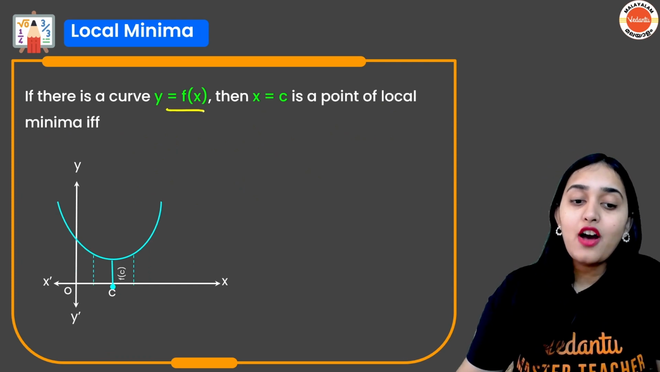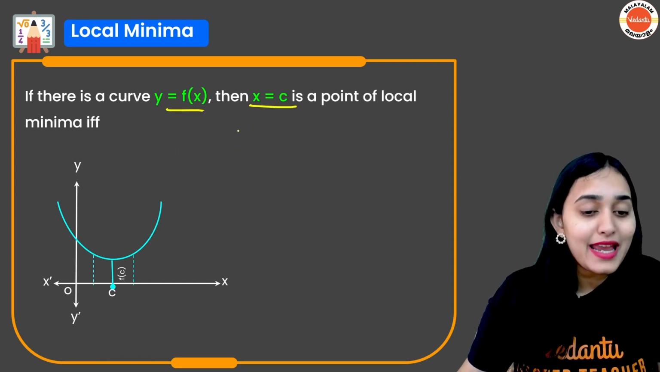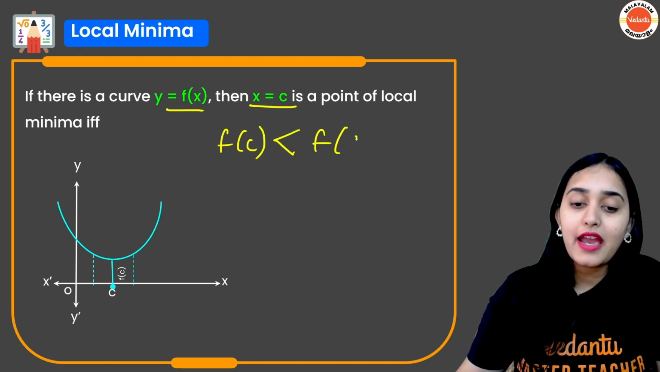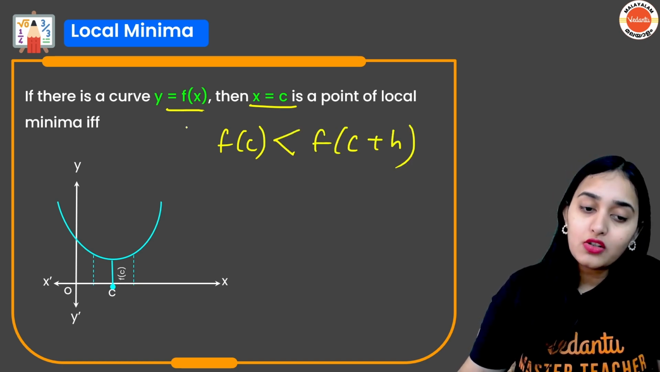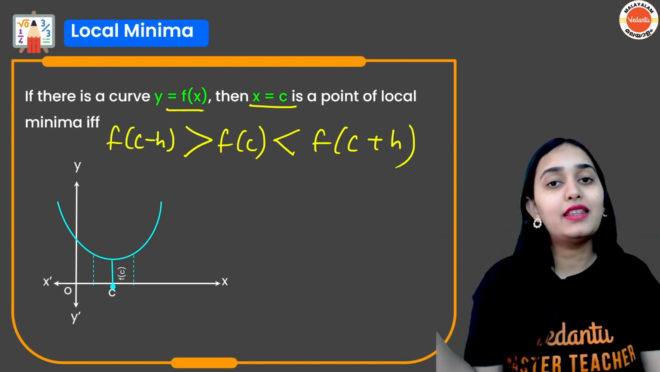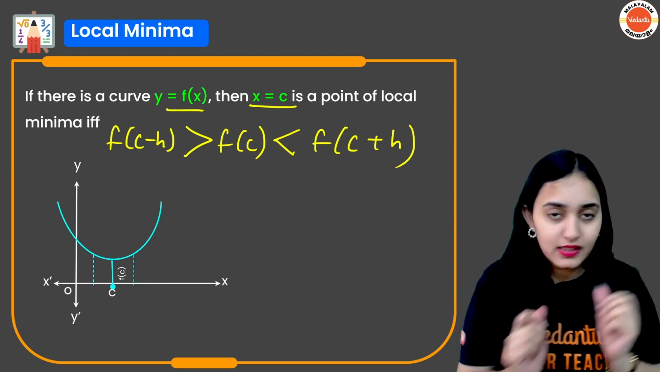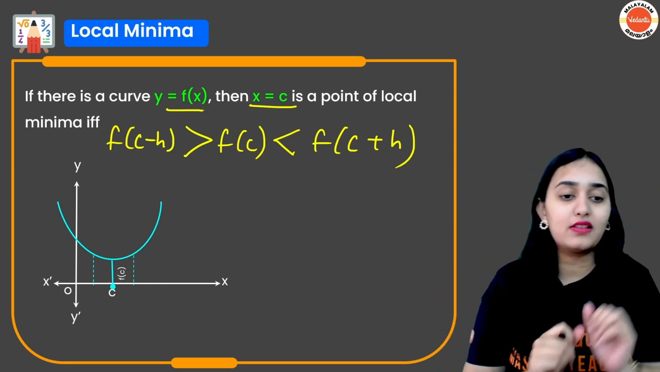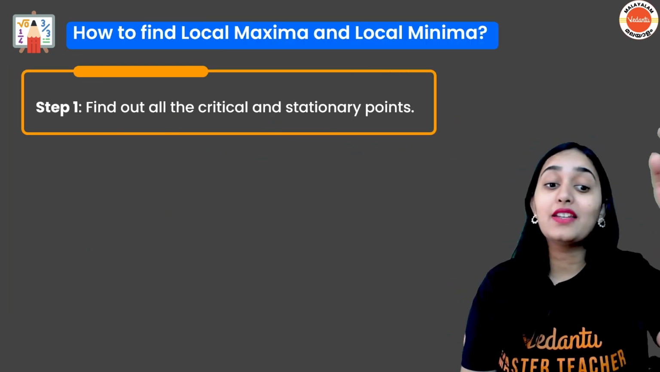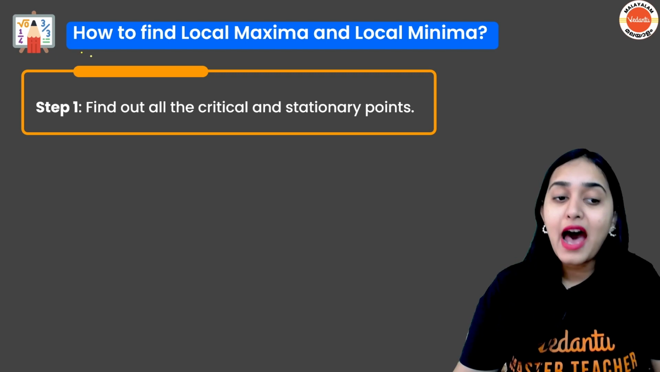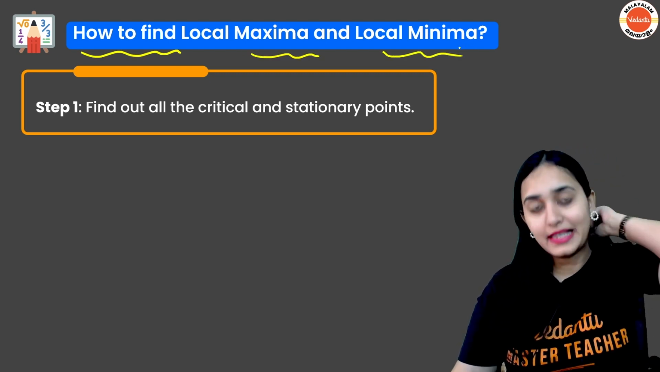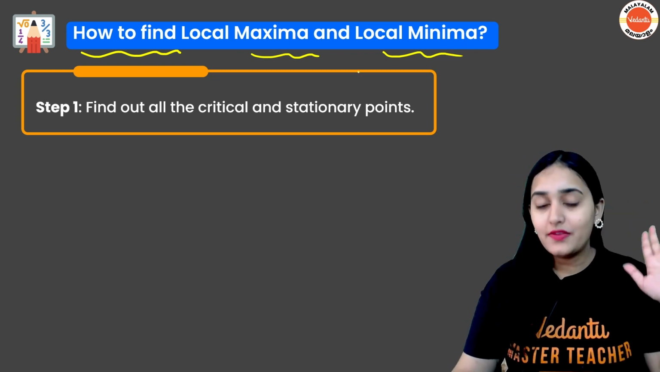Similarly, y is equal to fx will be minima at x is equal to c when the value is smaller than f of c plus h, and also smaller than f of c minus h. Means it is smaller than the neighbors. Here, from here also it is the smallest. From here also it is the smallest. So it is local minima. Now this is just concept. Questions will not come from here. Questions will come from here. How to find local maxima and local minima. Okay, let's check. The method is very simple.